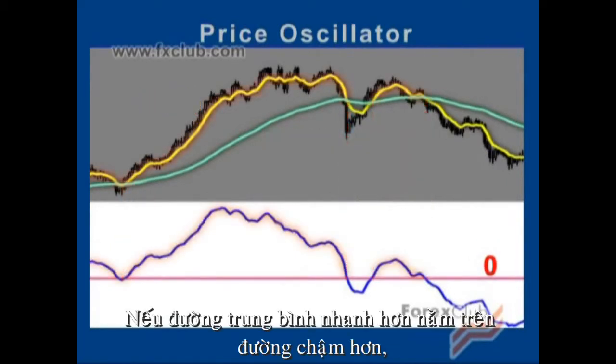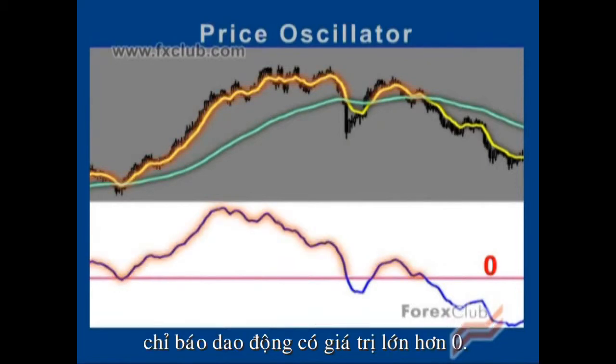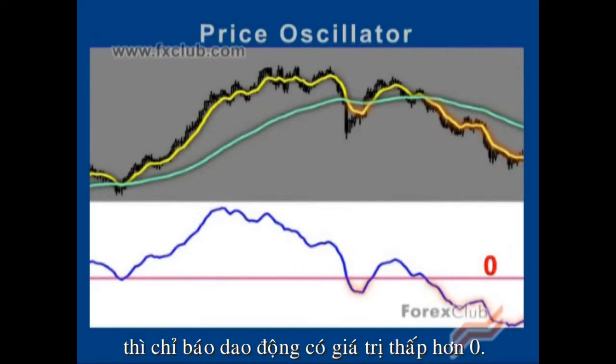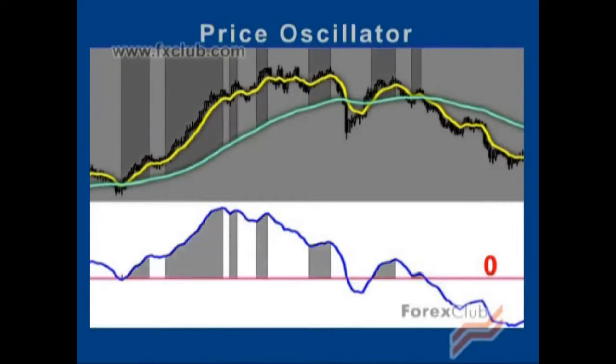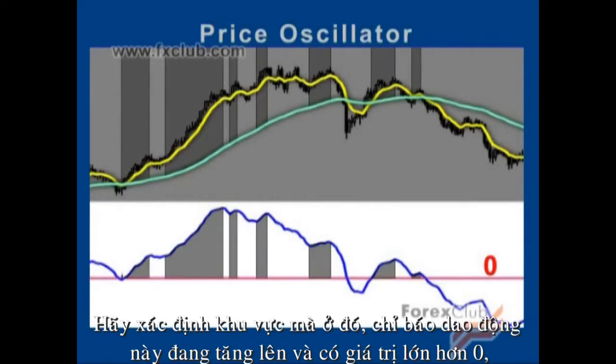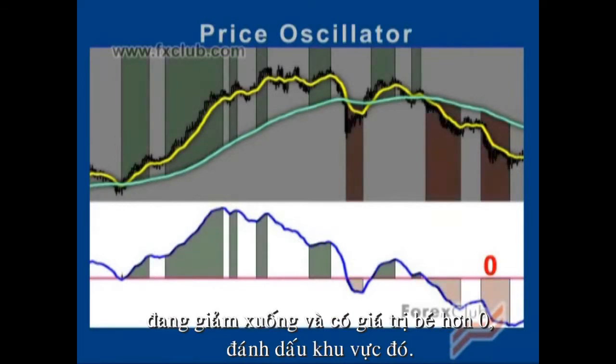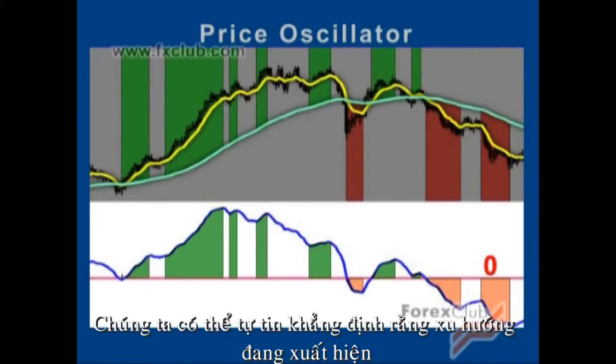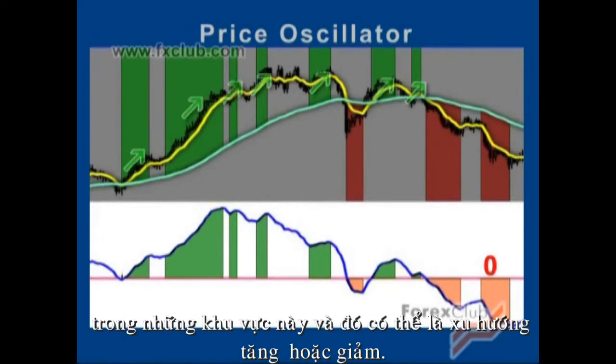If the fast line is higher than the slow line, the oscillator has a value above 0, and if the fast line is lower than the slow line, the oscillator value is less than 0. Let's identify the areas where this indicator is rising and is above 0 and falling and less than 0 and shade them. We can confidently claim that in these zones there is a trend and it's either rising or falling.